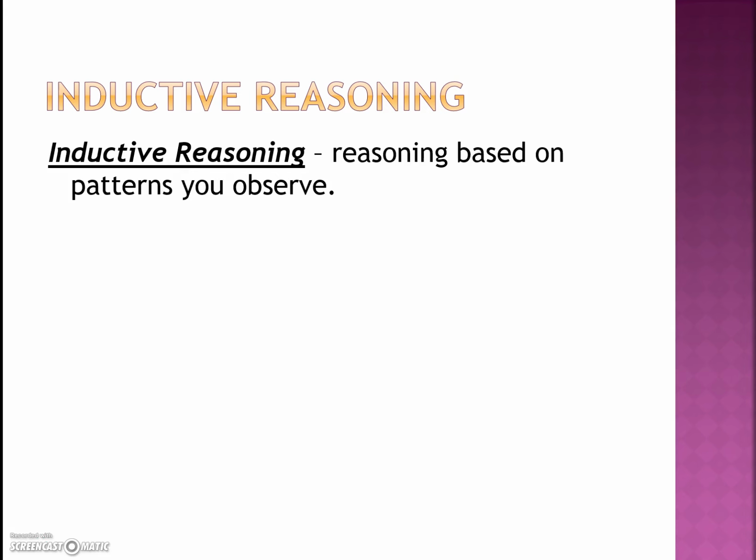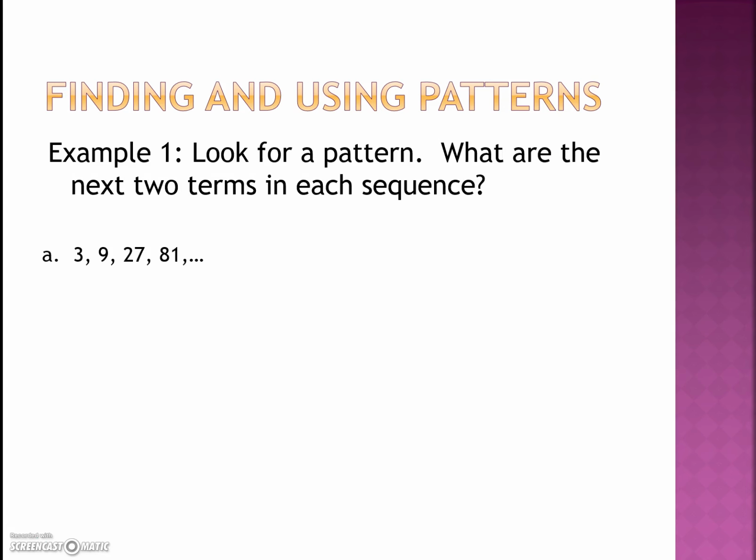So what is inductive reasoning? We're going to look at different types of reasoning in this unit since we're going to be doing proofs, so we have to think a little bit logically. The first one we're going to look at is inductive reasoning, which is probably what you've done in the past: we look at patterns and try to come up with maybe the next couple of terms, or look a little bit farther ahead. So inductive reasoning is reasoning based on patterns that you observe. Let's look at a couple of examples.